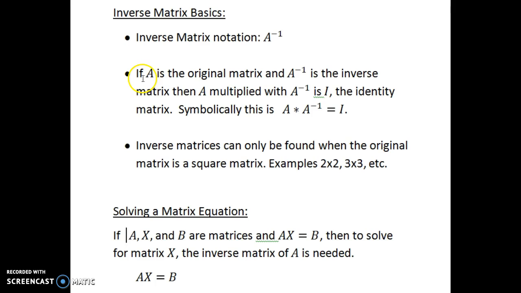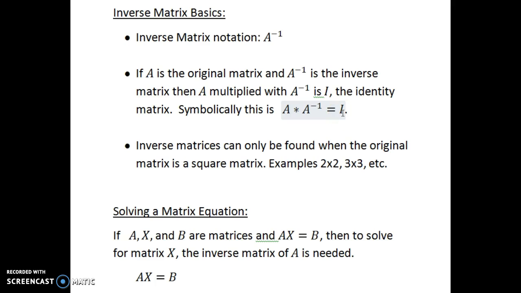Second point, if A is the original matrix and A inverse is the inverse matrix, then when the original matrix A is multiplied with the inverse matrix, the result is I, the identity matrix. Symbolically this looks a lot simpler. It's just A multiplied with A^-1 equals I. In essence, if you take the original matrix and multiply it by its inverse, you should end up with an identity matrix.